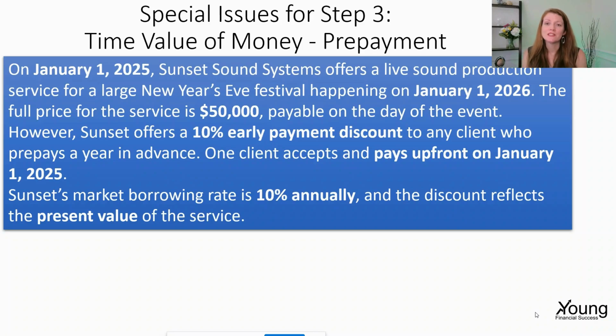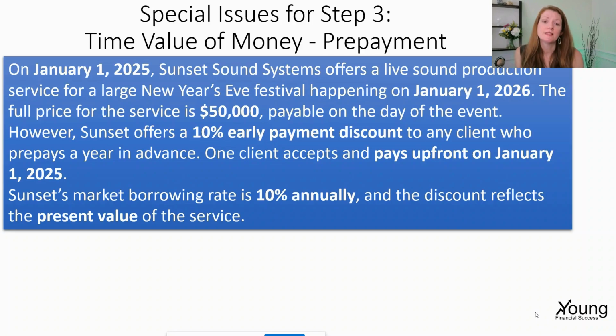The full price of the service is $50,000 payable on the day of the event. So Sunset is setting this up for the New Year's Eve event, but the payment is not until the event actually happens. So Sunset offers a 10% early payment discount to any client who prepays a year in advance. What will be the benefit of them getting that money a year in advance? Well, if they've got all this money a year ahead of time, they can use it for other things. That's an asset that they could invest and earn interest on, or they could put it into something else that will earn revenue for them.